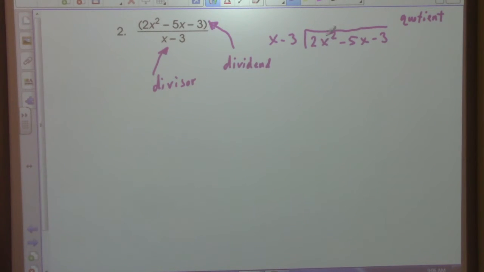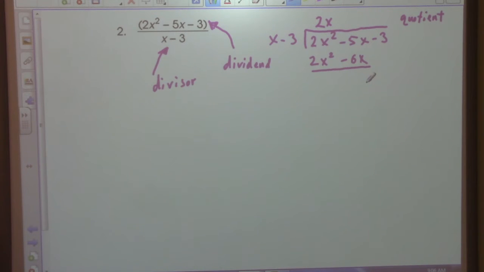So let's go ahead. What we do is we take 2x squared, divide that by x. What's 2x squared divided by x? It'll be 2x. And then we multiply 2x by x, we get 2x squared. And then we take 2x times negative 3, which is negative 6x. Now we're going to subtract. So 2x squared minus 2x squared is 0. And if we don't get 0 here for the first thing, we know that we messed up somewhere, right? Then we take negative 5x minus negative 6x.